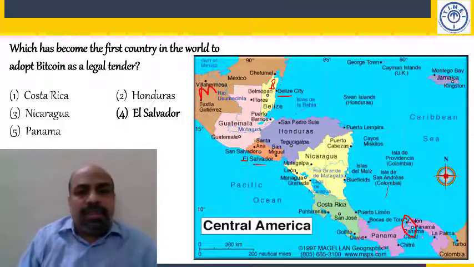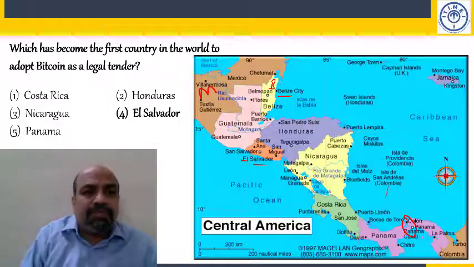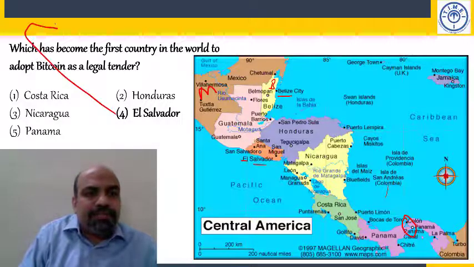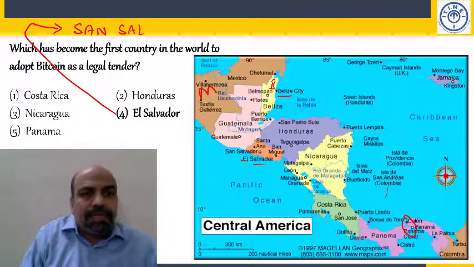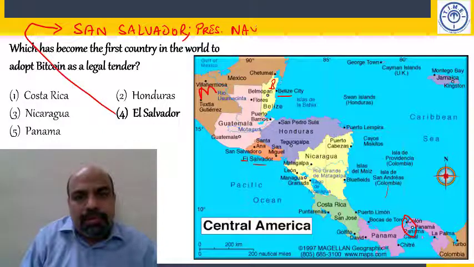So El Salvador, the capital is San Salvador. It's very easy to know. I'll write it here. San Salvador is the capital. The president is Nayib Bukele.